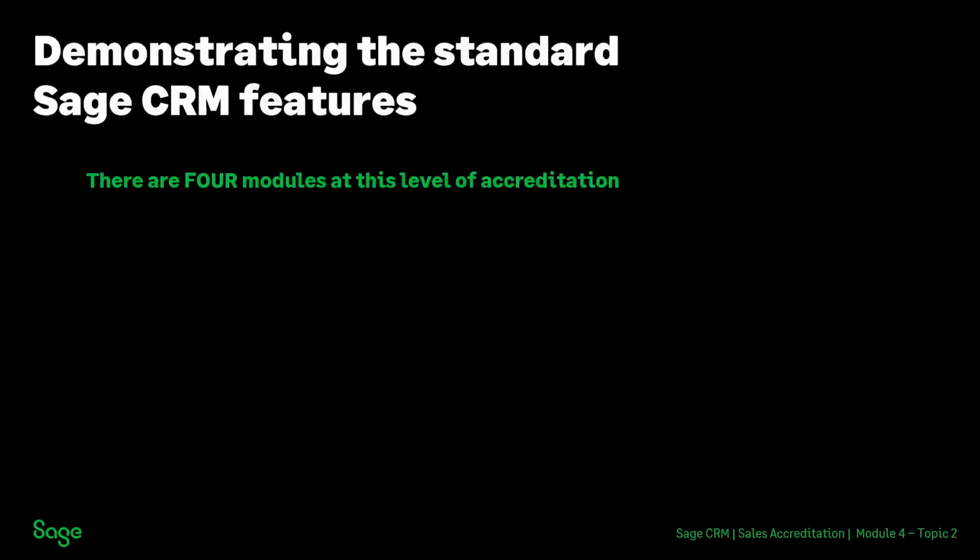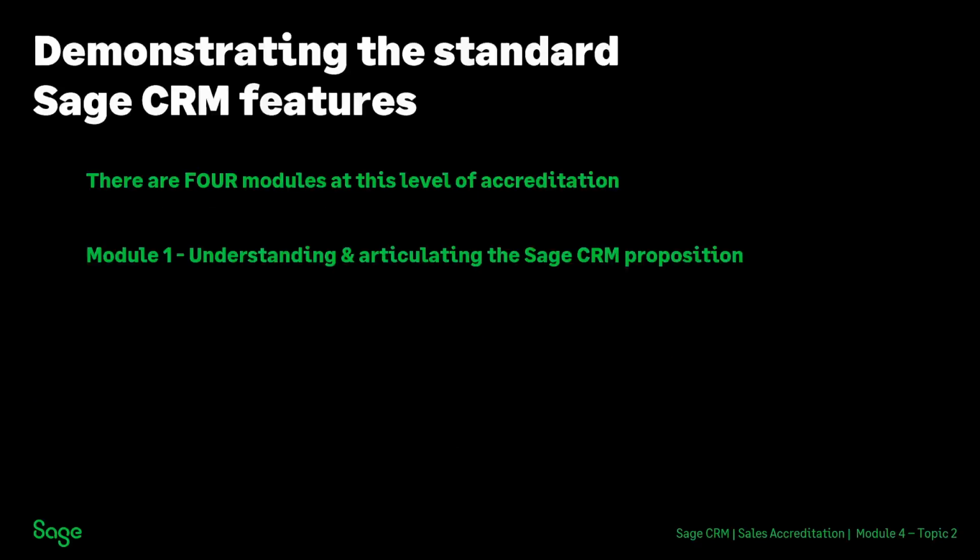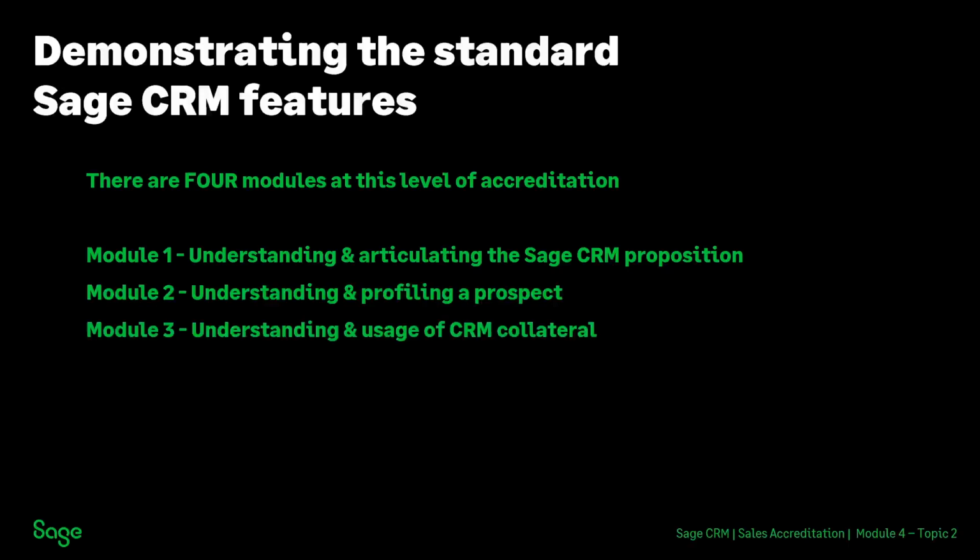There are 4 modules at this level. Understanding and articulating the proposition is Module 1. Understanding and profiling prospects is Module 2. Understanding and usage of Sage CRM collateral forms Module 3. And Module 4 is demonstrating the standard Sage CRM features.